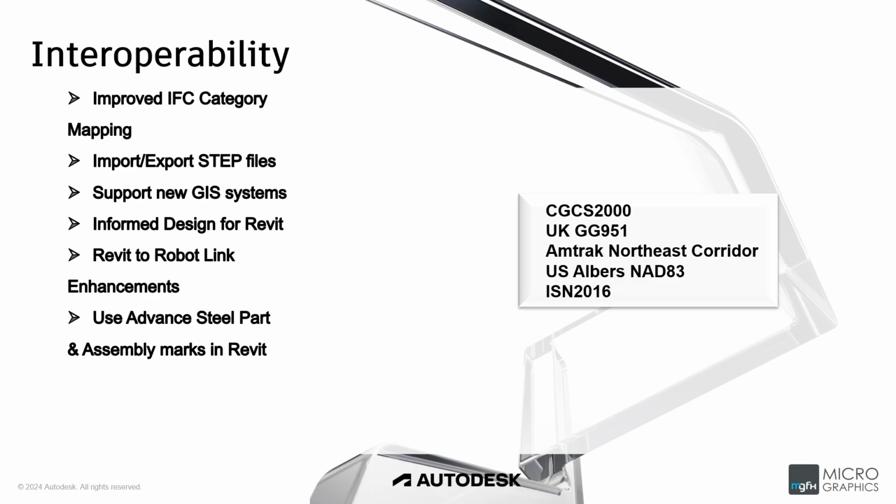Next, we have the Revit to Robot link enhancements. The integration between Revit and Autodesk Robot Structural Analysis has been improved in Revit 2025. Enhancements in the Revit to Robot link ensure more accurate data transfer and synchronization between the two platforms. This improvement allows structural engineers to perform a detailed analysis and design verification with Robot using data directly from Revit, streamlining the workflow and reducing potential errors that can be made.